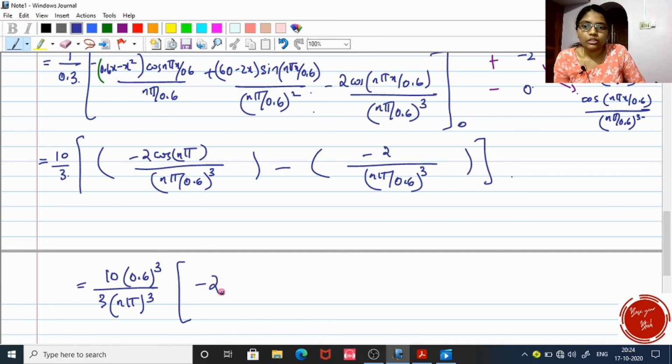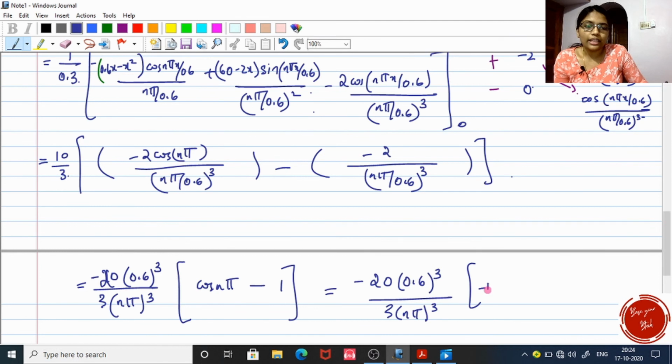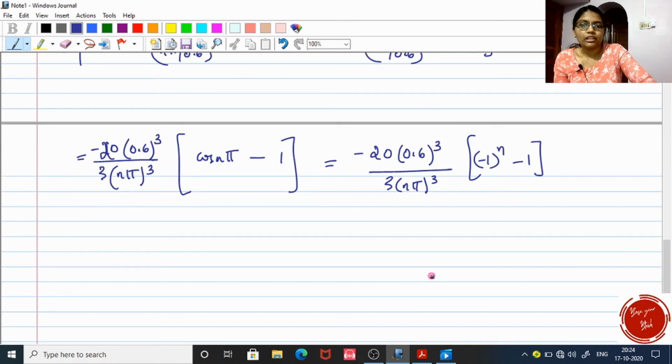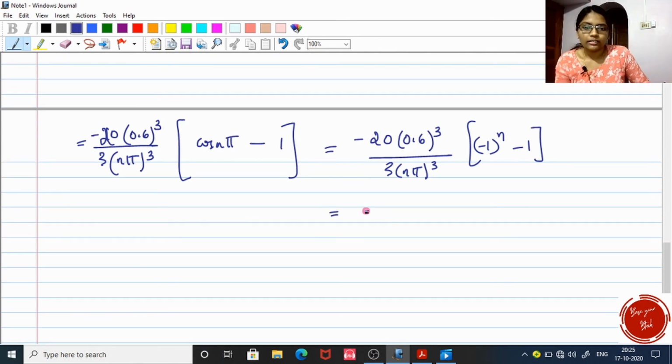and negative 2 is common to both the terms, so let's take it outside, negative 2, so it becomes negative 20, and cos n pi minus negative 2 is taken outside, so minus 1. So it is like negative 20 into 0.6 the whole cube divided by 3 n pi the whole cube into minus 1 raised to n minus 1. Cos n pi value is negative 1 raised to n. Okay, let me cut it short. It is negative 36 by 25 n pi the whole cube into negative 1 raised to n minus 1.